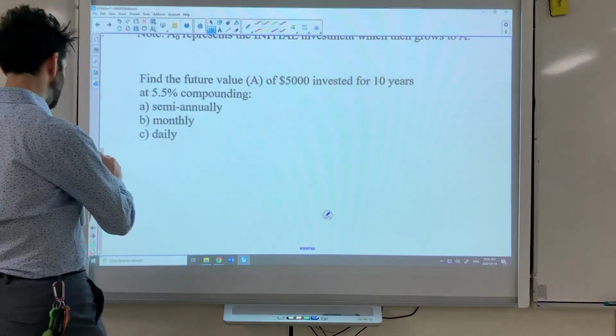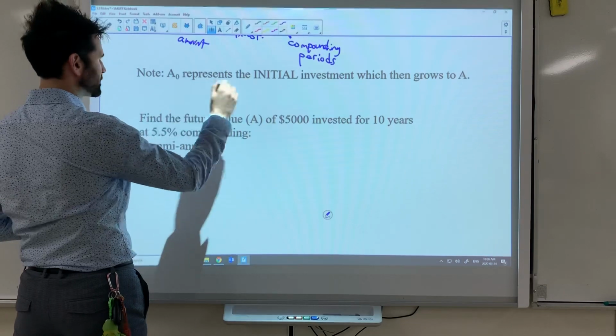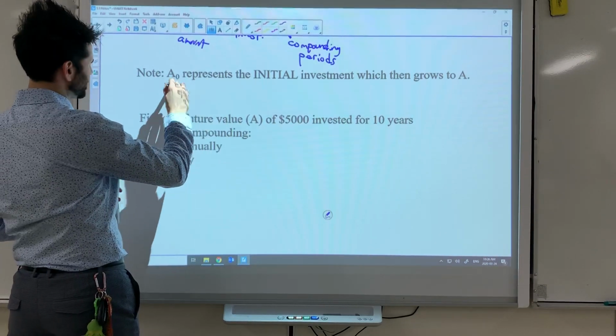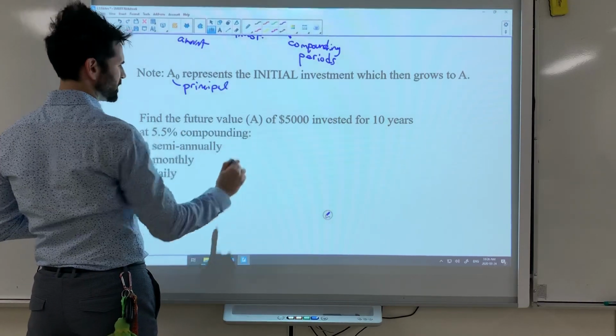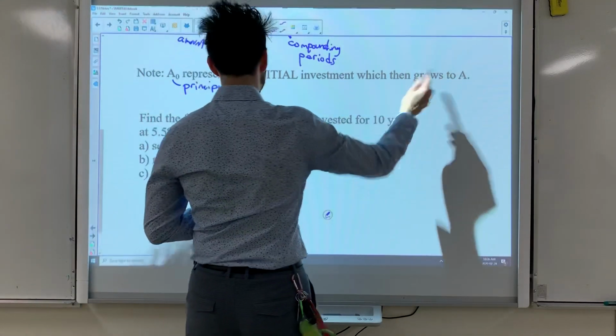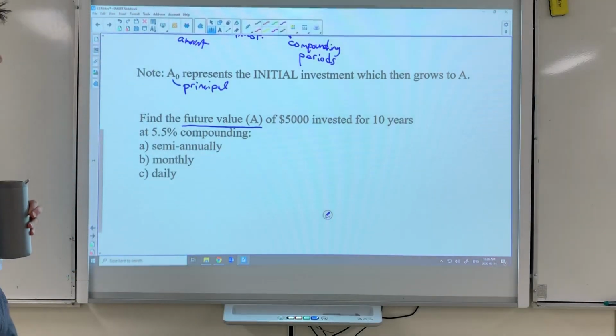There's lots of different ways. Sometimes they call this the initial investment. Sometimes, I think they call it the principal. And then same thing with A, the final amount. Sometimes they call it the future value. So there's a couple different words they use for A.